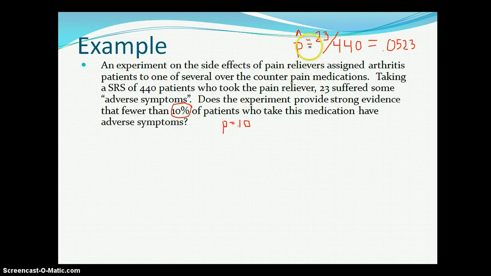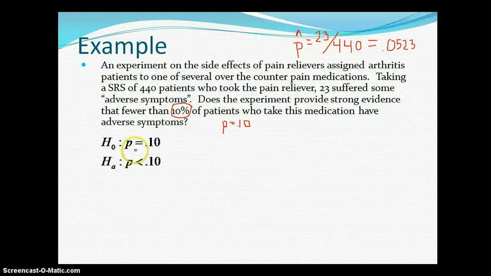So again, the question is, if we got this sample result, does that give us evidence that fewer than 10% of patients who take this medication have adverse symptoms? Okay, so think. We're going to do a hypothesis test. We're starting with our null and alternative hypothesis. You should know what those are. There they are right there.